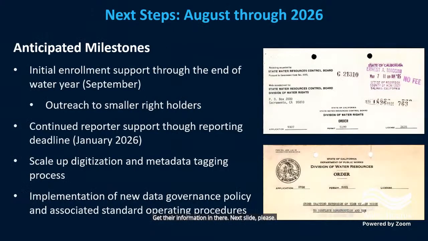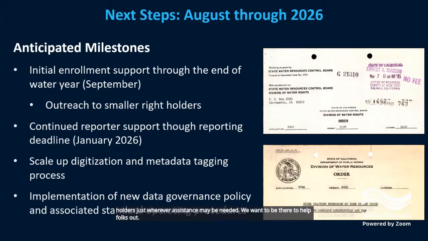Now through, say, July, August through 2026, we will be working on continuing the enrollment into the system. We will, of course, begin our outreach to medium and smaller water right holders. Wherever assistance may be needed, we want to be there to help folks out. We will continue the support through the reporting deadline and basically into perpetuity.